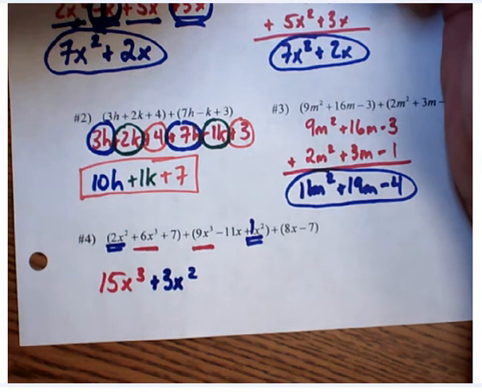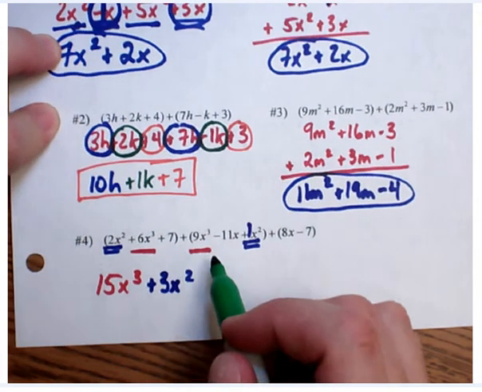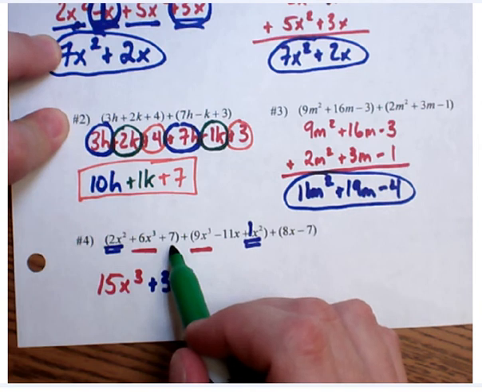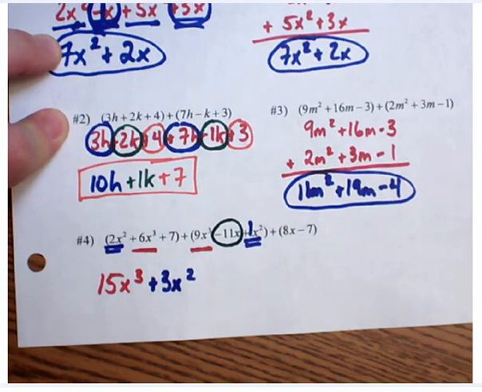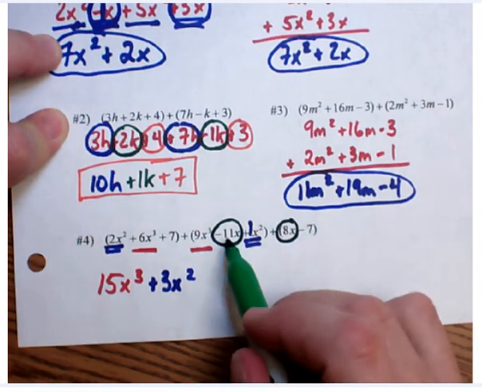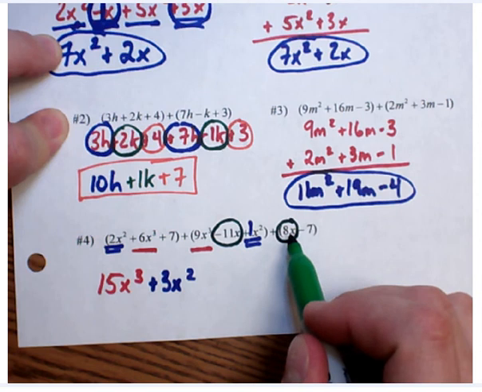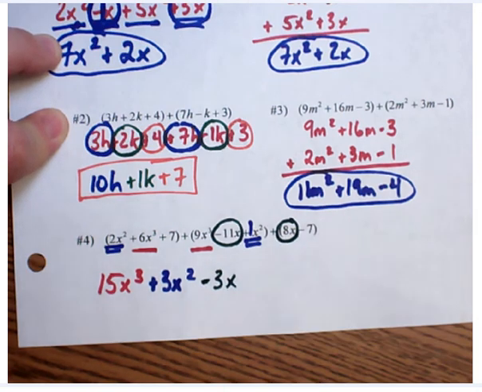Okay, let's see. Let's go to a different color here. Let's look at green. Now, 7 is a constant. Do we have an x term? Here's a negative 11x. And then we have a positive 8x. So we have negative 11x plus 8x. Negative 11 plus 8 is negative 3x.